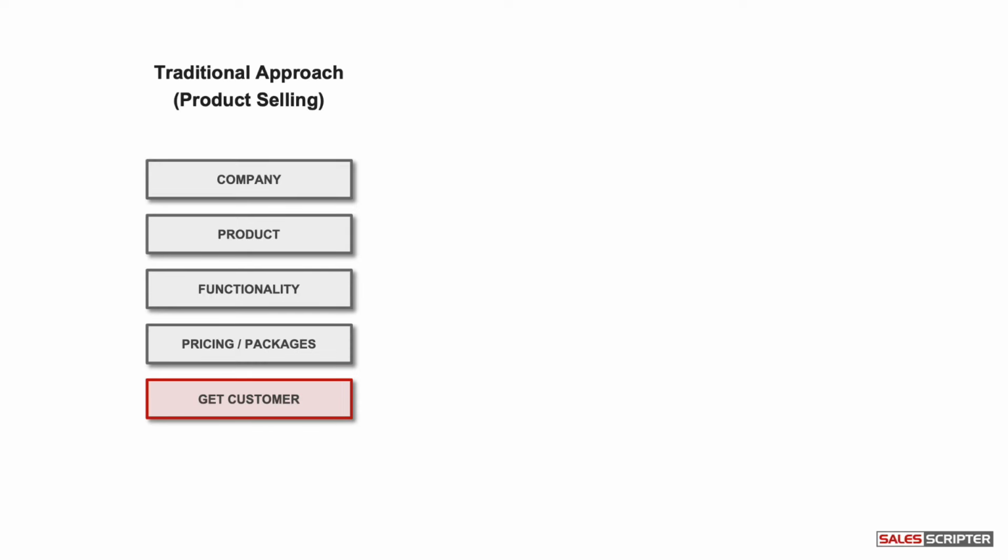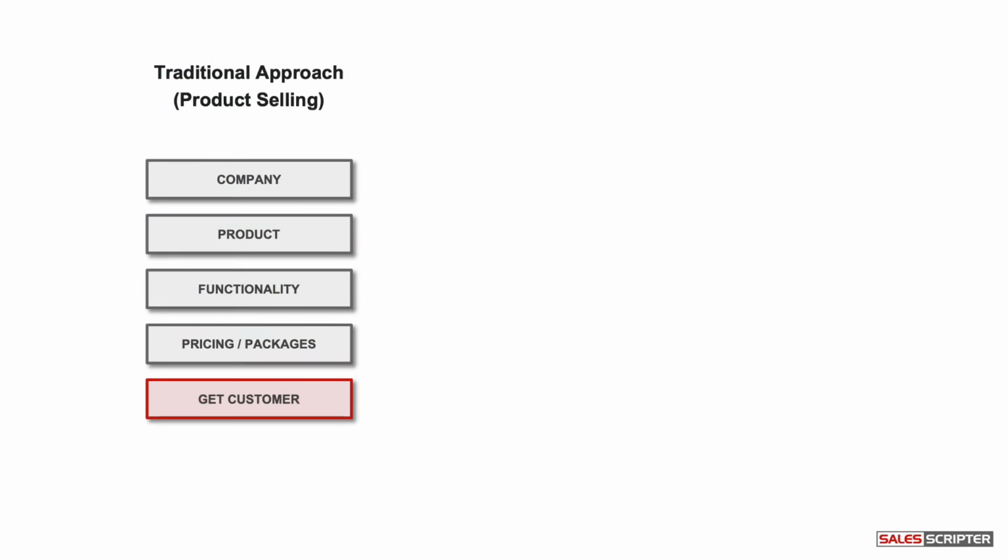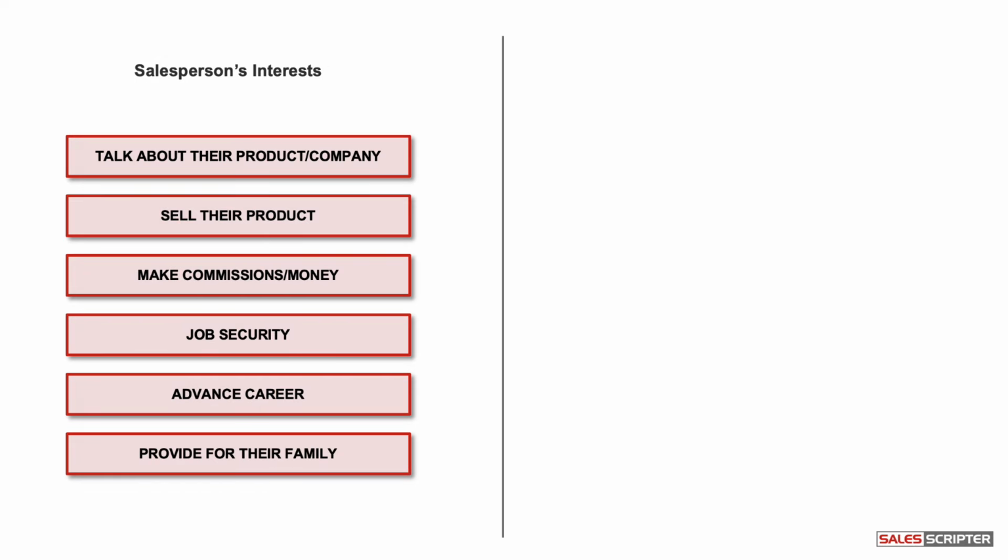Now, this is a very traditional approach to selling that salespeople have been doing for a very long time. I refer to this approach as product selling. It is a salesperson that's primarily talking about their company and their product and primarily trying to talk prospects into wanting the product that they sell. And while it's very understandable for a salesperson to sell in this way, there are a lot of problems with this approach.